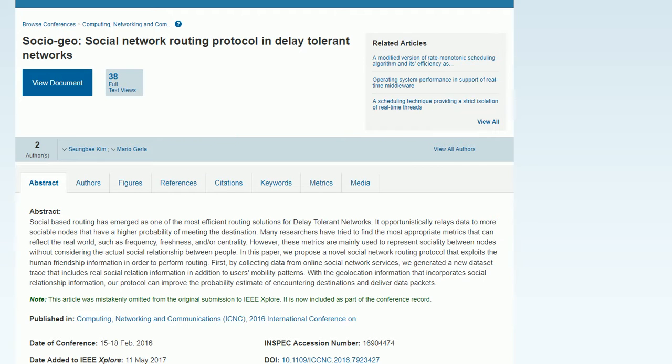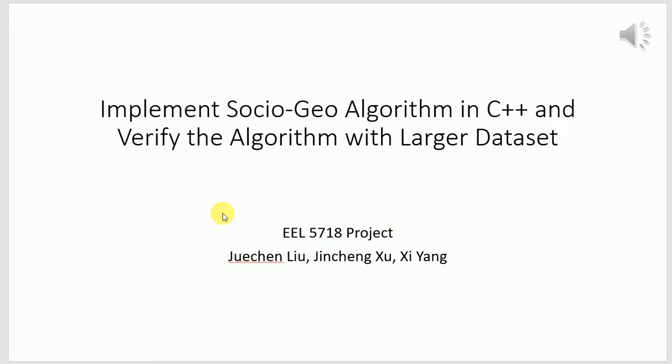routing protocol. For our project, the original work was implemented in Java and the simulation was done in the ONE simulator. Our first task is to re-implement the Social Geo algorithm in C++ and integrate our functions into the NS3 simulator. We want to do this because NS3 can produce a more realistic environment, which allows us to evaluate how the algorithm will perform in real network situations.